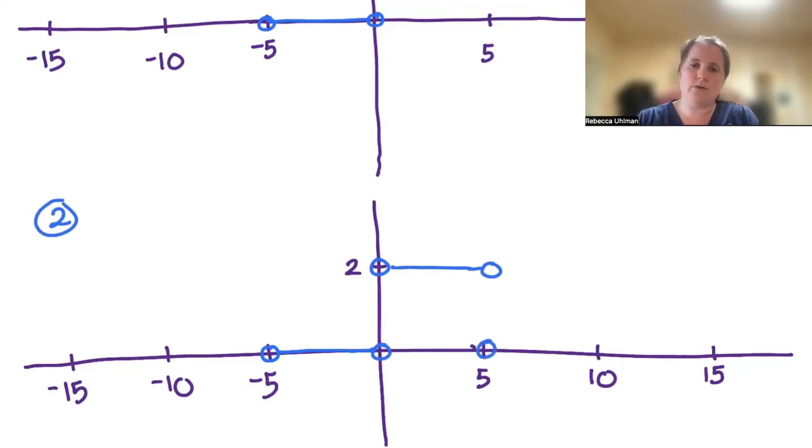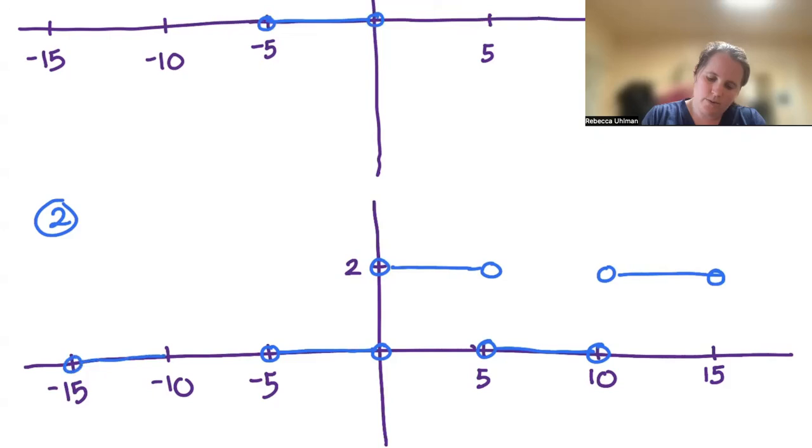So we'll have an open circle at 5, 0, connecting to an open circle at 10, 0. Then open circle at 10, 2, connecting to an open circle at 15, 2. Doing our shifting to the left, we would have open circle at -15, 0 to an open circle at -10, 0. Open circle at -10, 2, connecting to an open circle at -5, 2.